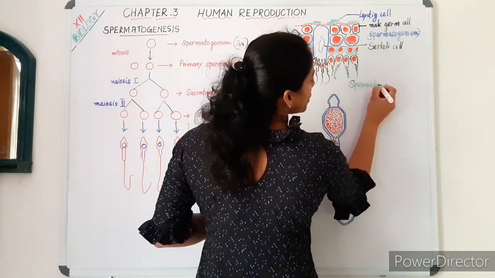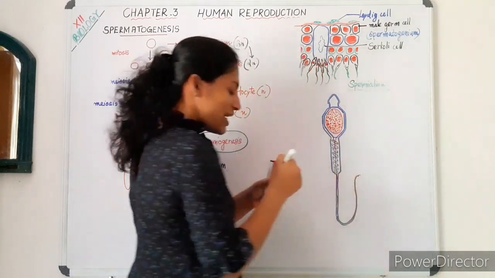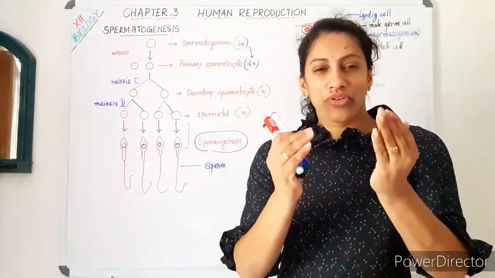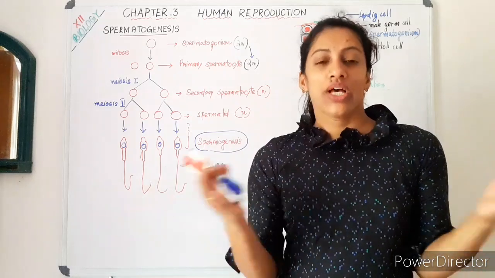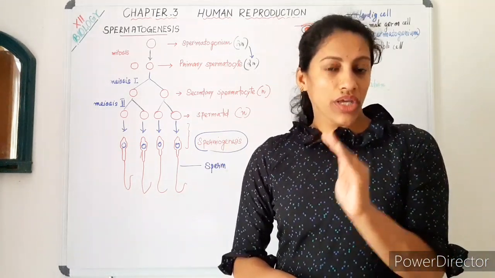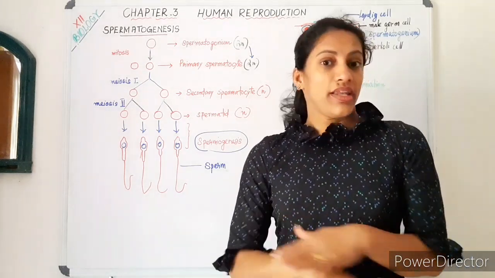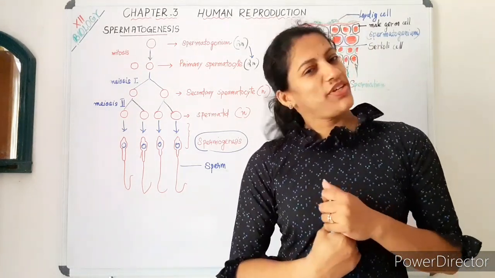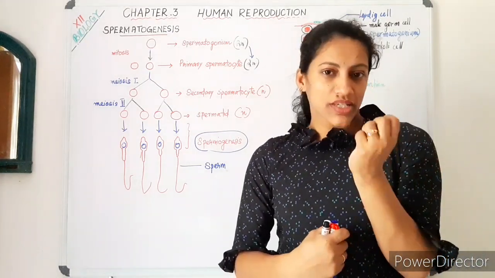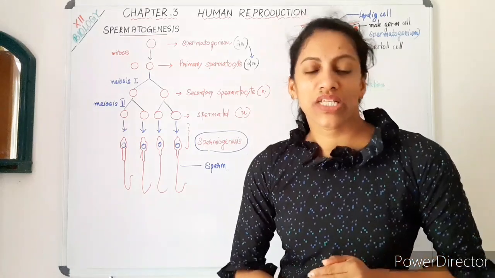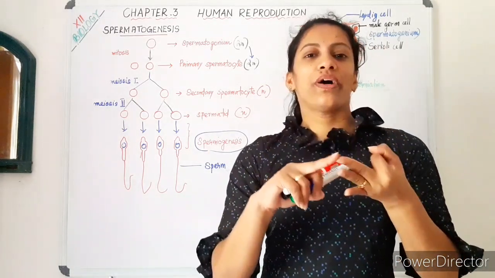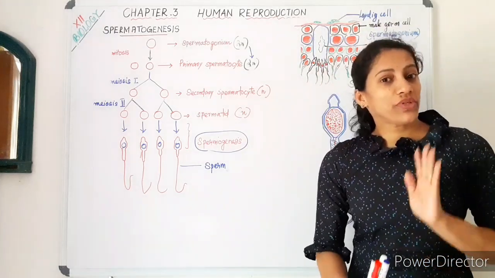So the last process is spermiation. What is spermiation? It's the process of release of sperms into the seminiferous tubule. From the Sertoli cells, they have to be detached and released into the lumen, the central space of the seminiferous tubule. Now they are free for transportation. Keep in mind the last process, by which they are detached into the lumen, is spermiation. So spermatogenesis, spermiogenesis, spermiation, all these terms you have to keep in mind.